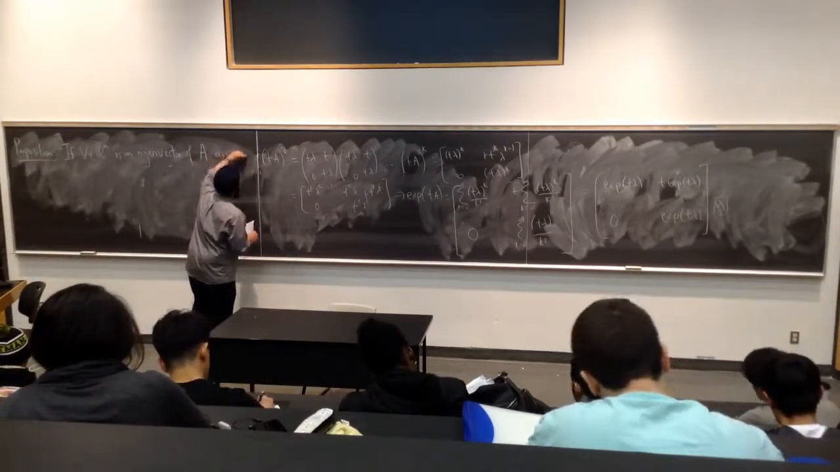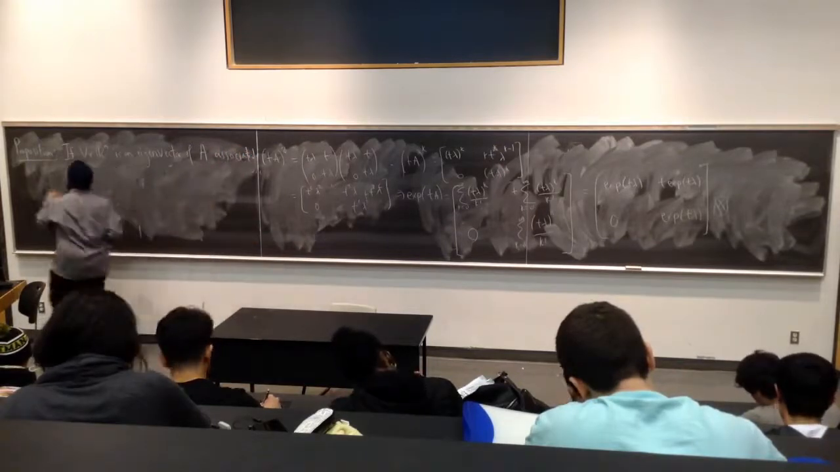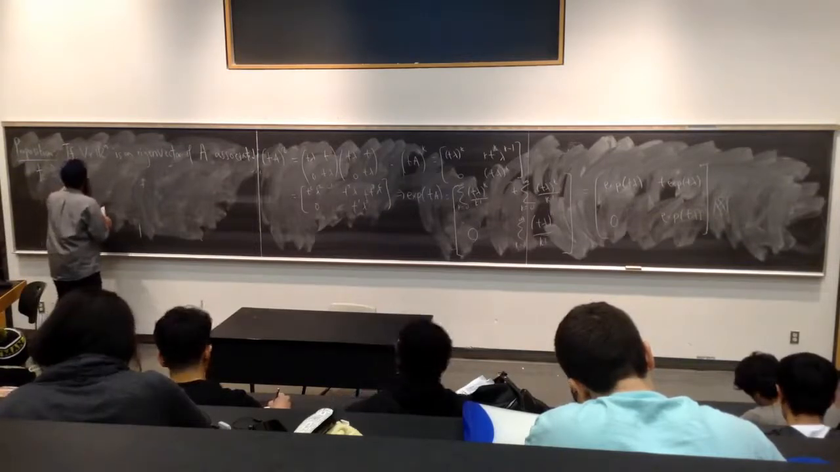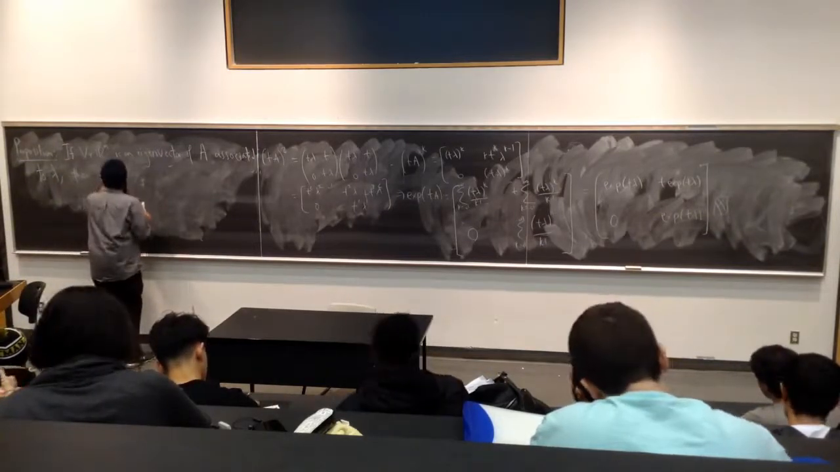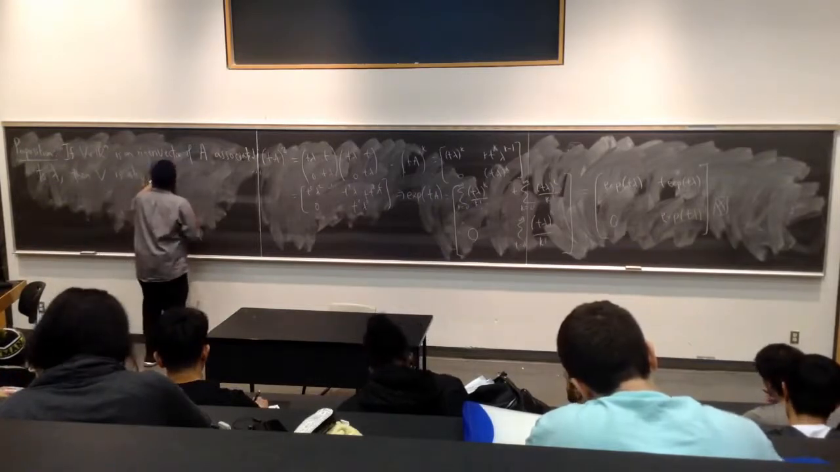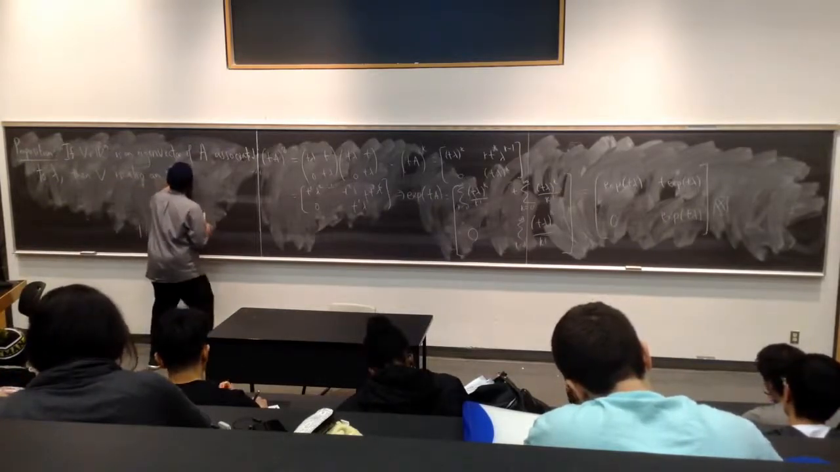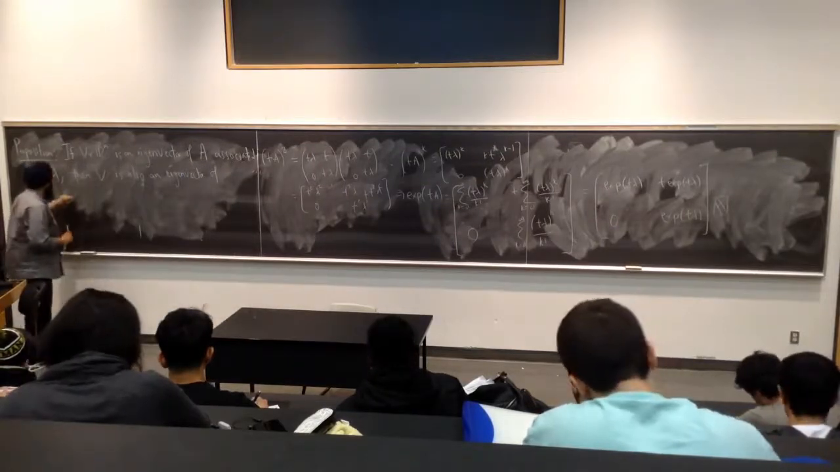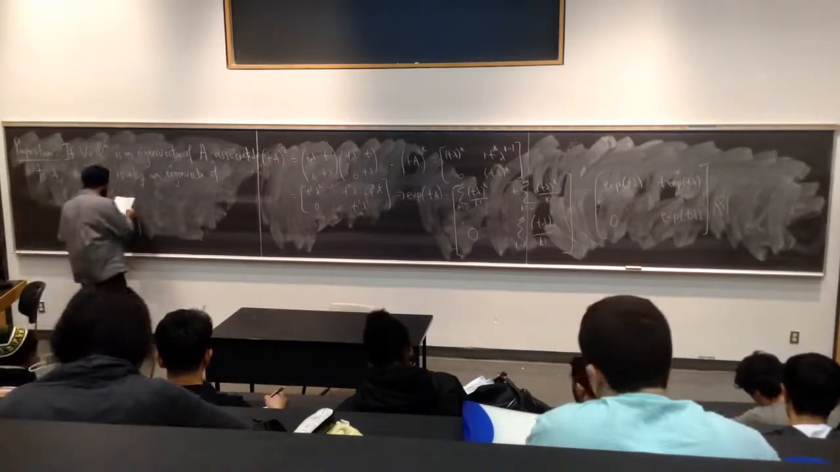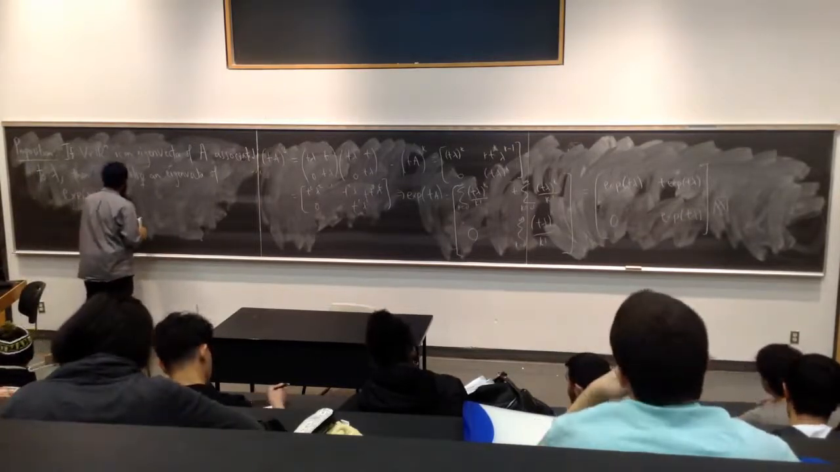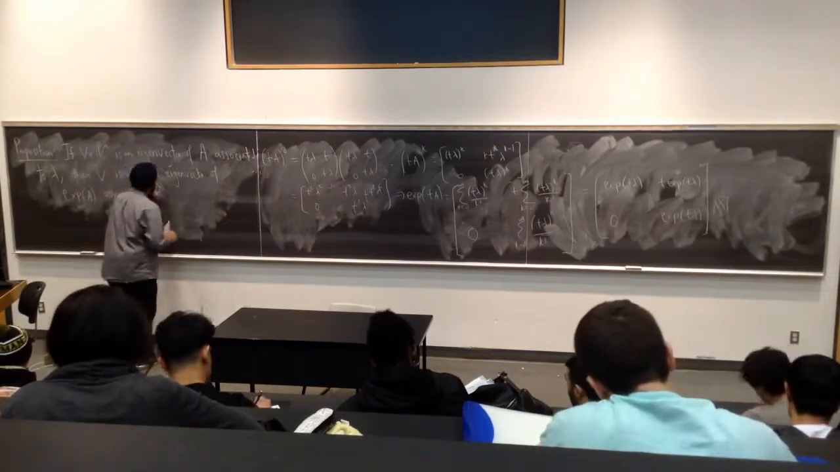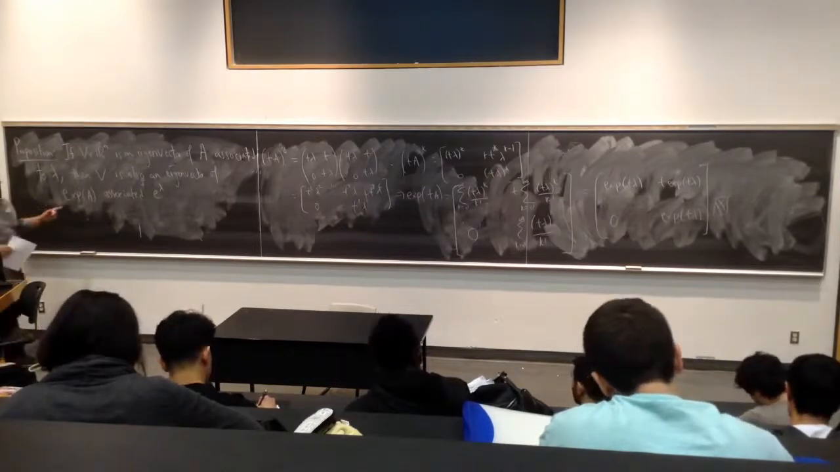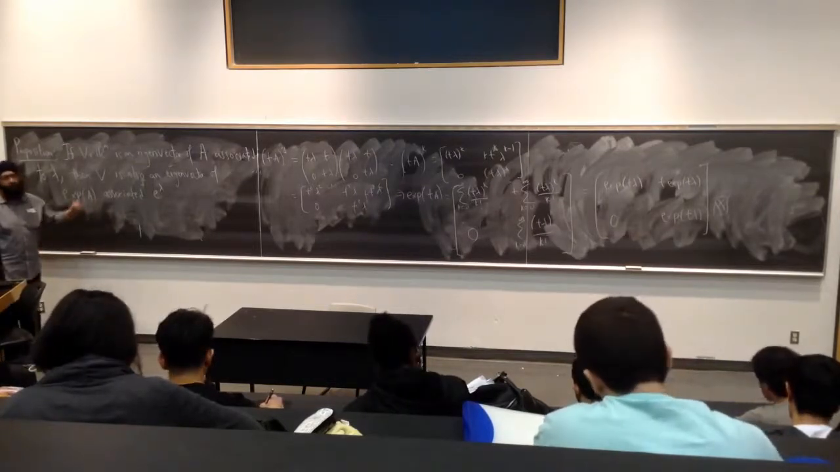associated to lambda, the eigenvalue, then my claim is that V is also an eigenvector of the exponential of the matrix, associated to the eigenvalue e to the lambda. So if V is an eigenvector of A, then V is also an eigenvector of the exponential of A, associated to e to the lambda.